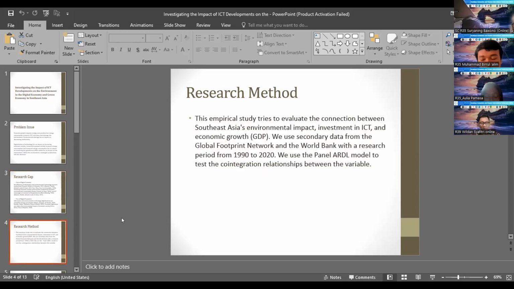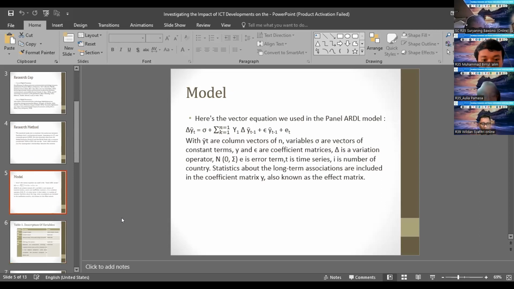Next, this is the research method in our research. This empirical study tries to evaluate the connection between Southeast Asia environmental impact, investment in ICT, and economic growth, with secondary data from the Global Footprint Network and the World Bank, with a research period from 1990 to 2020, with the panel ARDL model to test the co-integration relationship between the variables. This is the model. Here's the factor equation used in the panel ARDL model.